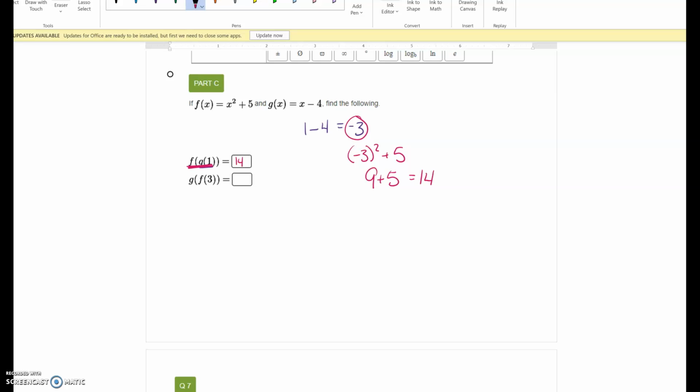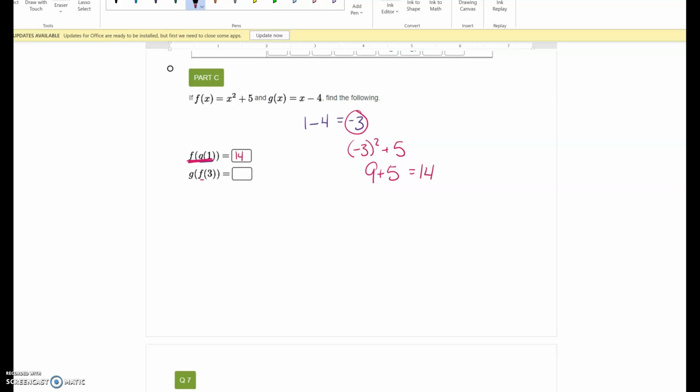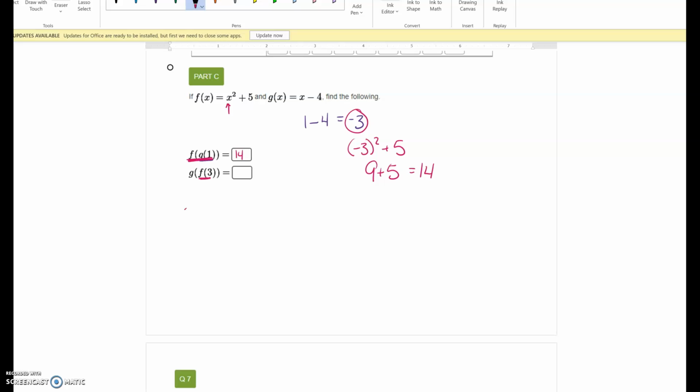For g of f of 3, they want us to start with f of 3. So you're going to take 3 and plug it into the f function. So 3 squared plus 5, 9 plus 5 is 14. Then do g of that. So then plug that 14 into the g function. 14 minus 4 is 10.